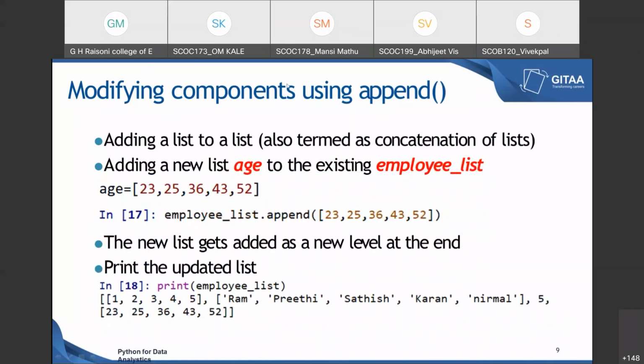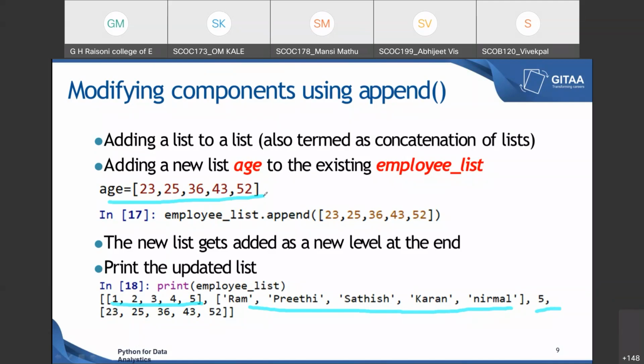Now, moving to the next part, where we are going to modify the components using append. Adding a list to a list is termed concatenation of two lists. For example, we already have the first list, that is employee ID, employee name, and the number of employees. Now, this is one list, and in another list I have only employee age. This is the second list.